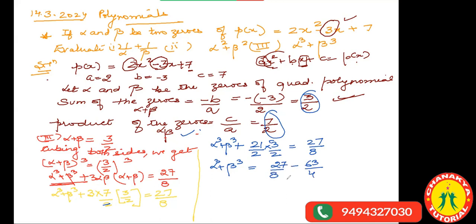Now we can take LCM. LCM of 8 and 4 will be 8 only. Now divide, 8 ones are 8, so 27 will come only. Minus, divide 8 by 4, so it will be 2. So 63 twos are 126. Now subtract 126 from 27. You will be getting 99, so minus 99 by 8. This will be the answer.